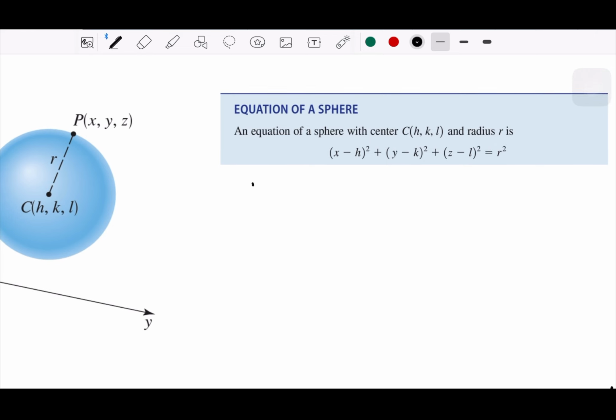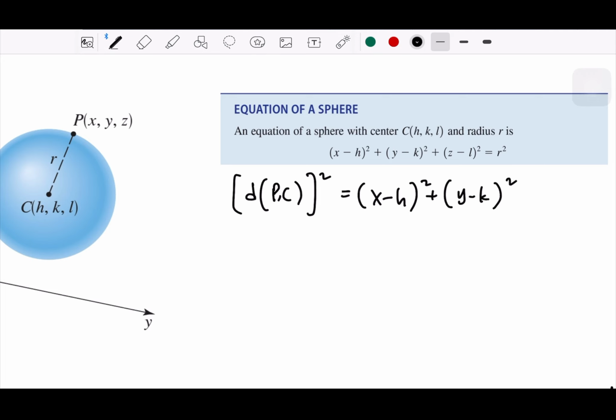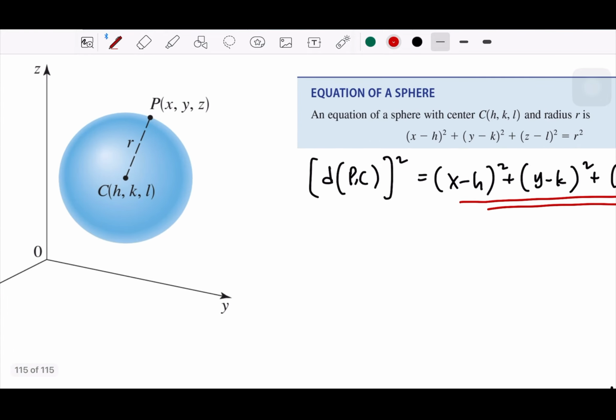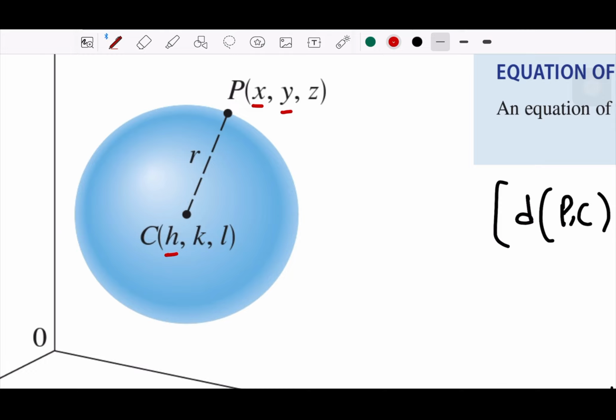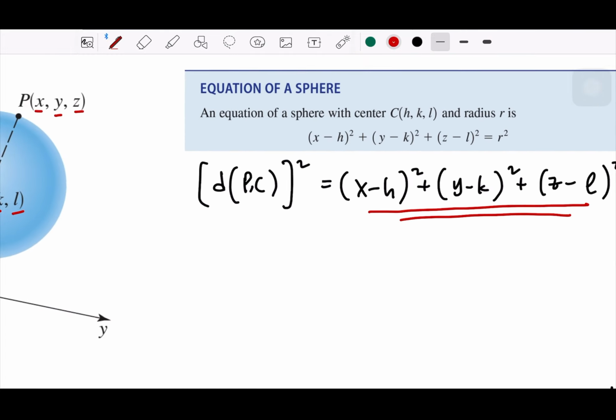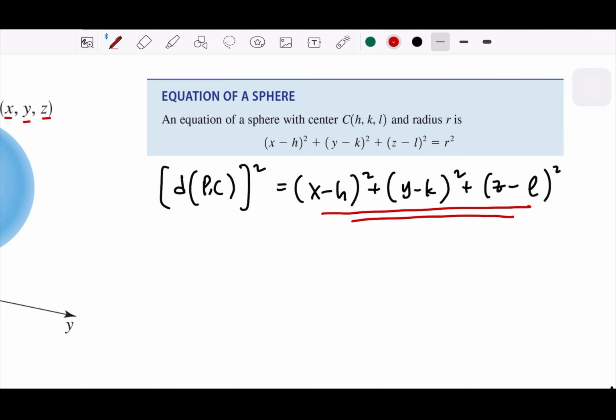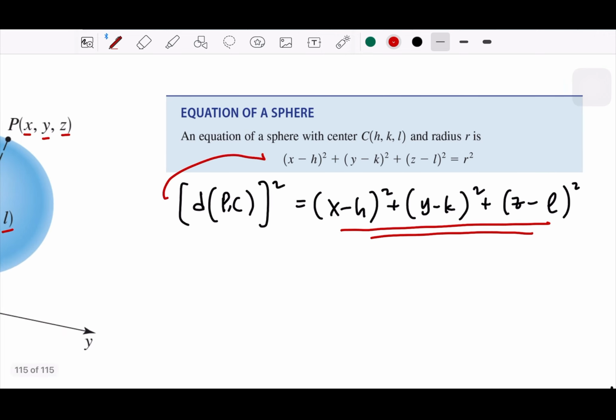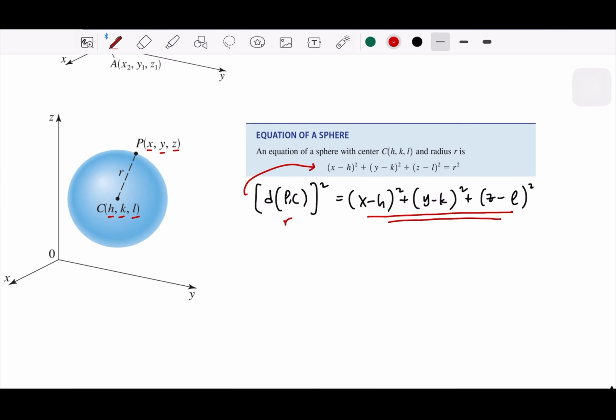So we could describe the distance of point P to C, and then squared is equal to all this. Well, it's the same thing as the distance formula as previously mentioned here, right? So we could take this x minus h, y minus k, z minus l, and then take each of them squared and then plus. Okay, so that's why we have this formulation. So the distance is our radius actually, right?